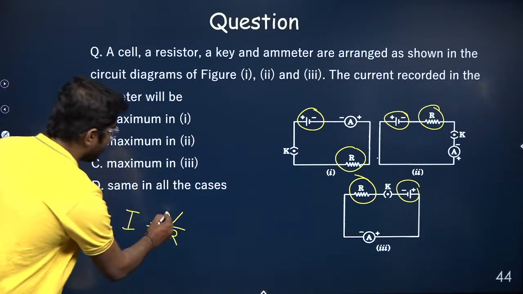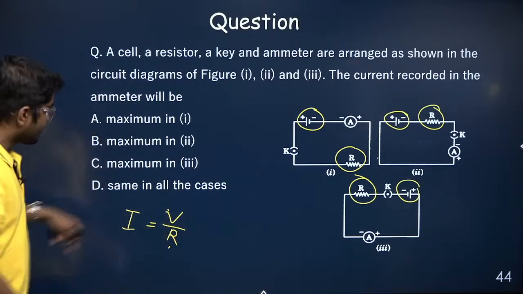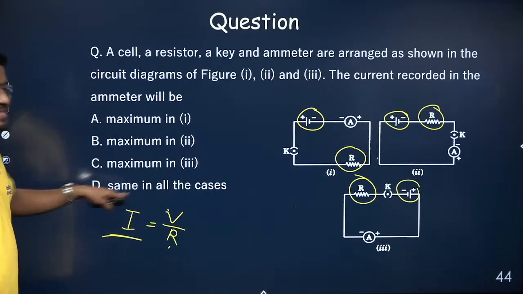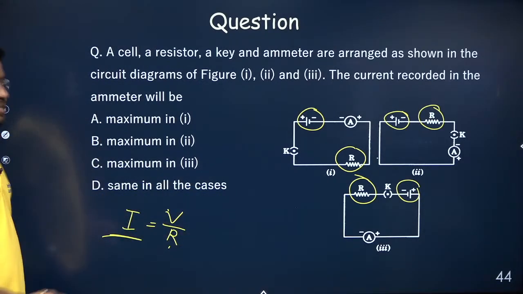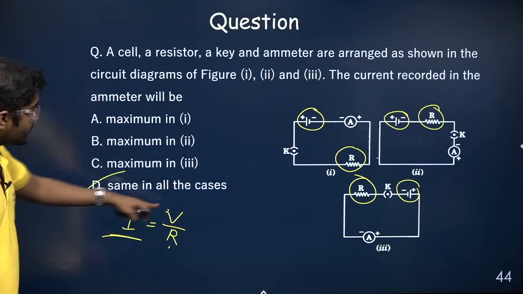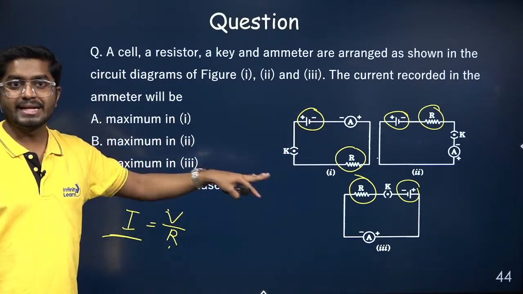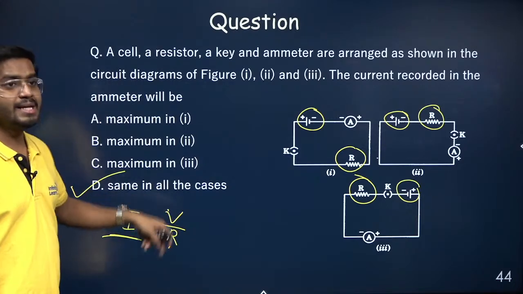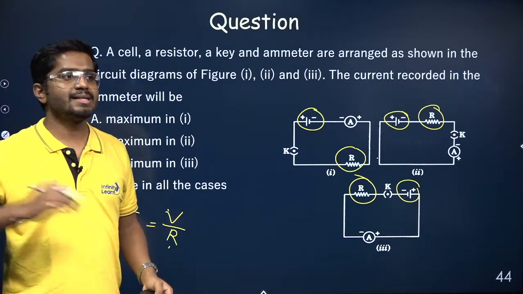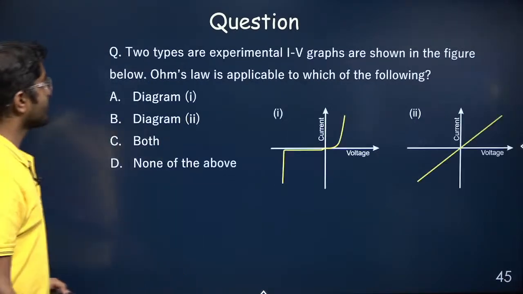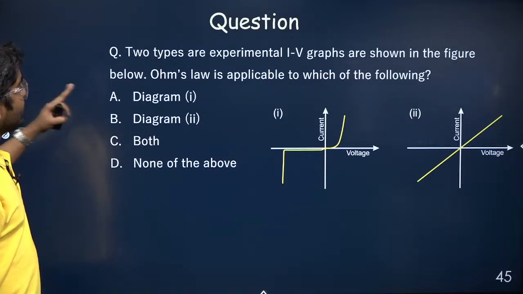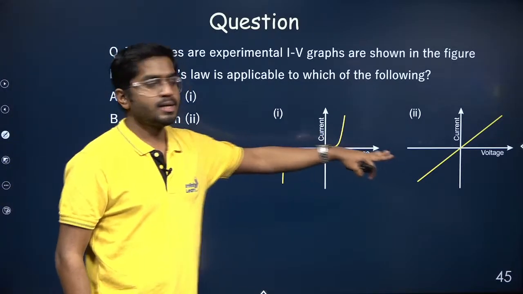As long as V and R they are same, the current drawn will be same for all the cases. It is going to be same because the battery is same, resistance values are same. That is the reason the current is going to be same for all the cases. Clear? Okay.